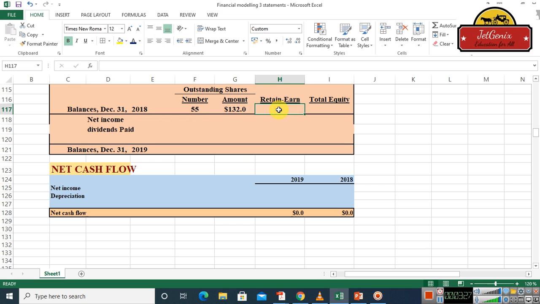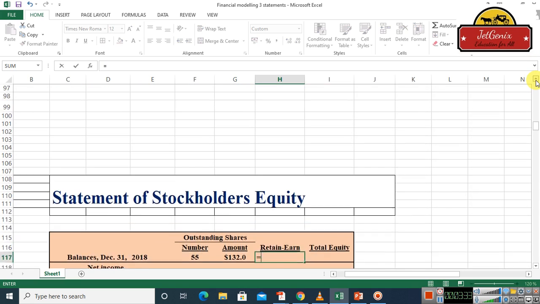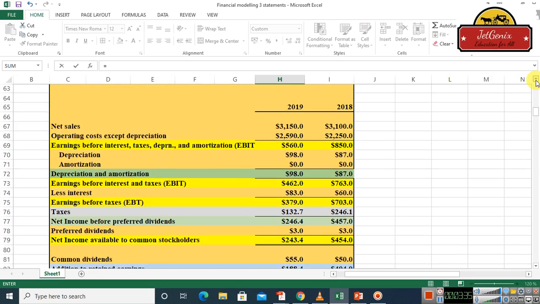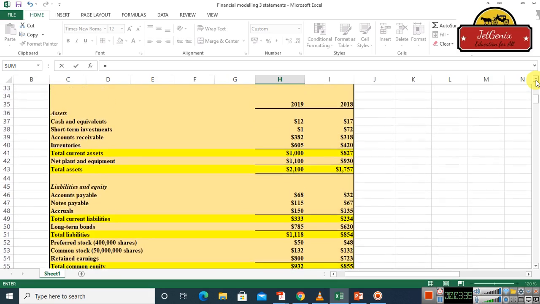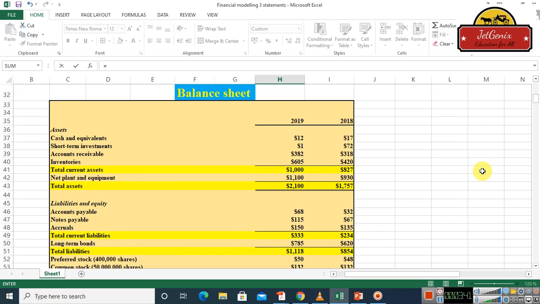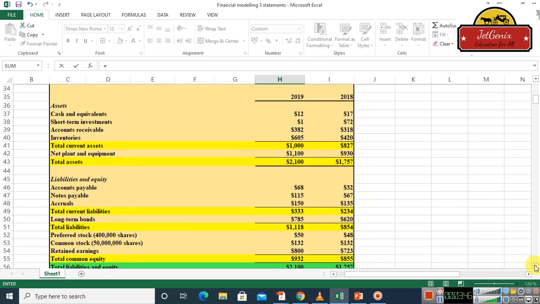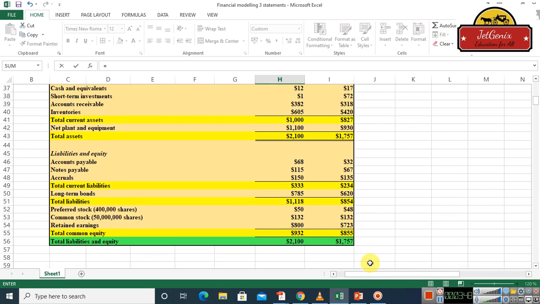The retained earning in 2018, again we have to go and find it in the balance sheet under 2018. So this is the income statement and this is the balance sheet. Here we have to find the retained earning. Yes, it's here: 723 million dollars of retained earning. So just click it and press enter.